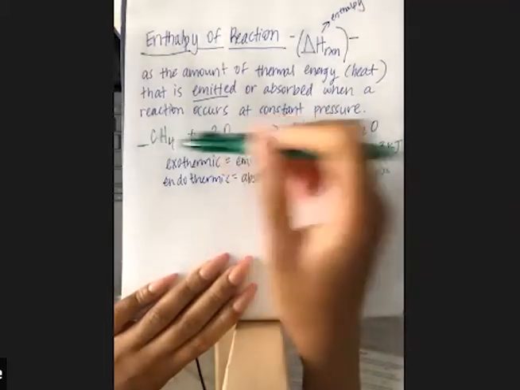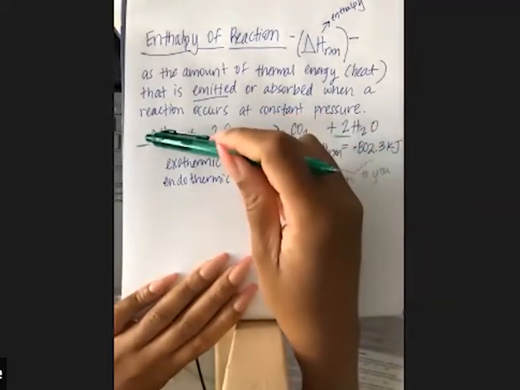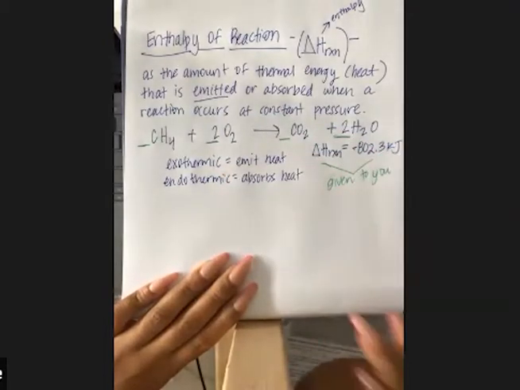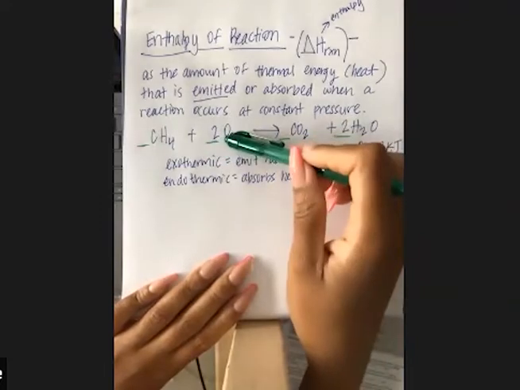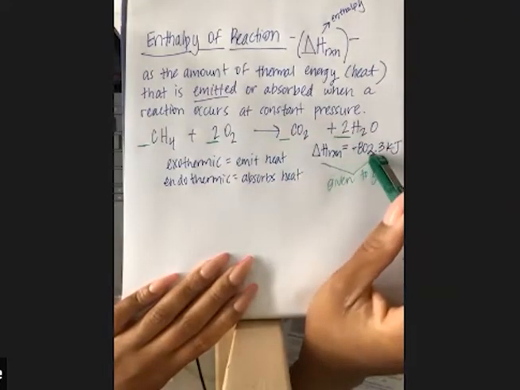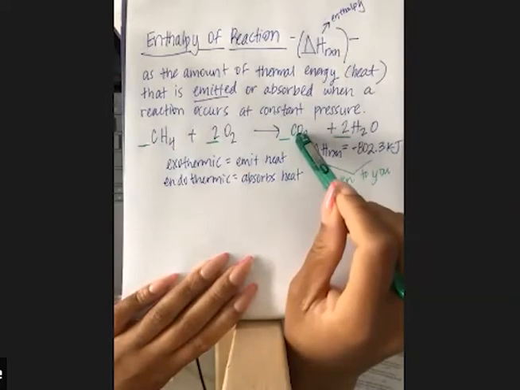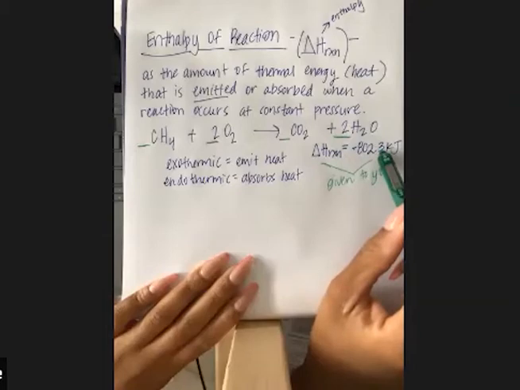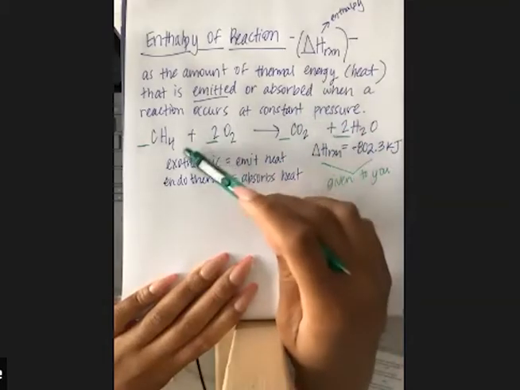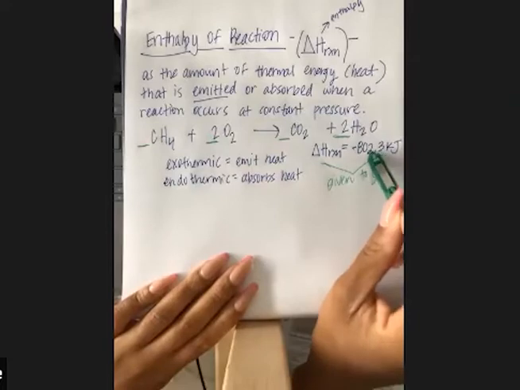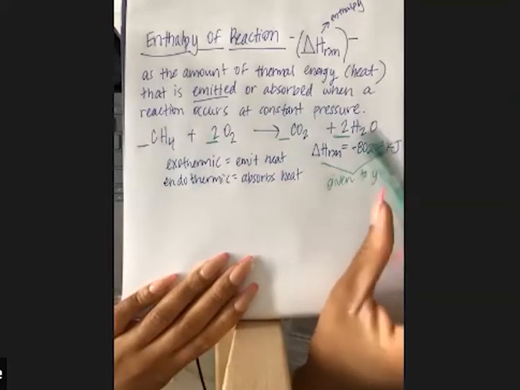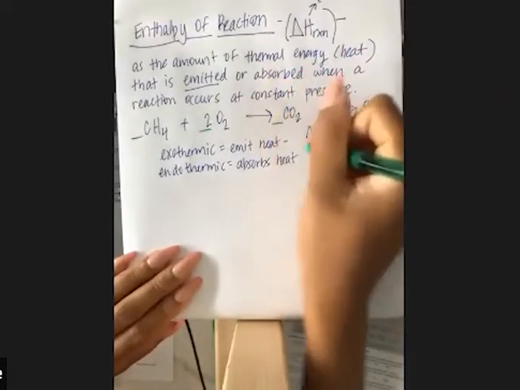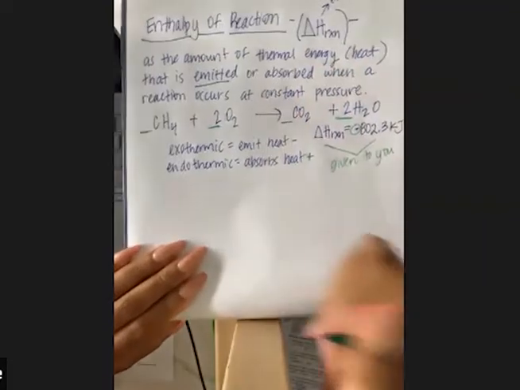But instead of saying 1 to 2 for methane to oxygen, I'm just going to say 1 mole of methane gives us 802.3 kilojoules of heat. 2 moles of oxygen gives us 802 kilojoules of heat. 1 mole of carbon dioxide is going to give us this much heat, and 2 moles of water is going to give us this much heat. So we're still using the coefficients out in front of each substance. We're just now relating it to the amount of heat that's going to be emitted or absorbed. And remember, the negative sign just means it's emitted. The positive sign means it's absorbed.